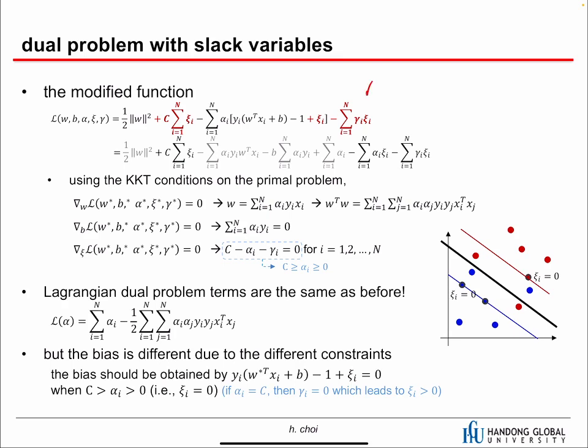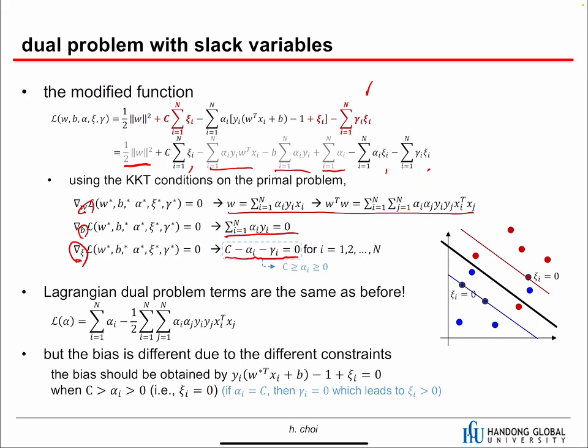So this is the equation from the previous slide, and then we can rearrange the terms. This is the original Lagrangian function term, and this is the same as before, and this is the same as before. Only these three terms are the new terms because of this psi. Then using the KKT conditions on the primal problem, we have w and b, and also another derivative, and they should all be 0. Then w is the same as before, and by this, we have C minus alpha i minus gamma i equals 0.